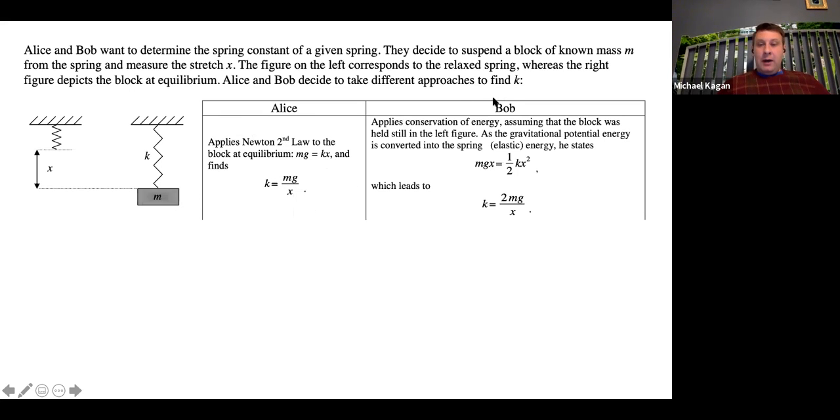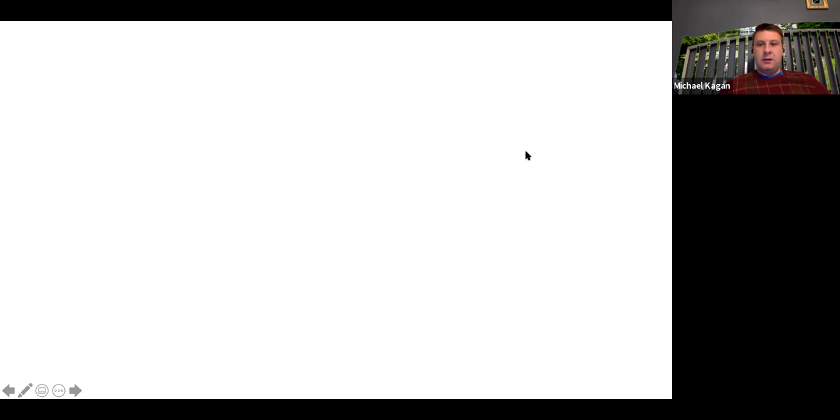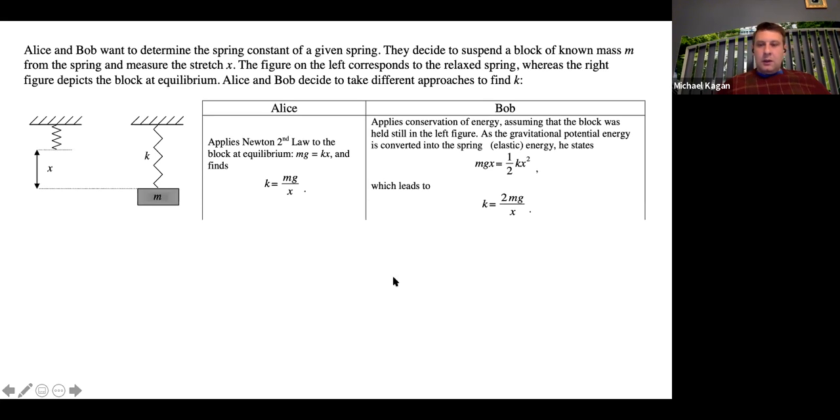Bob decides to use the energy approach. So long story short, he equates the gravitational potential energy and the spring potential energy, and when you solve this for k, you get the same answer but times 2. So both of these can't be right.